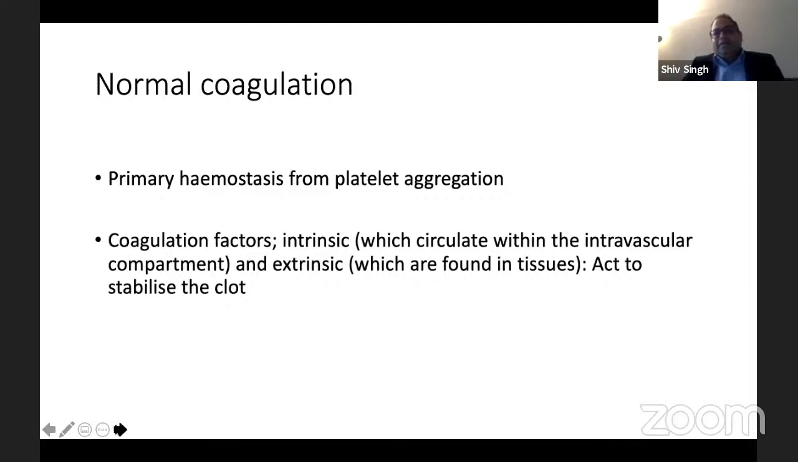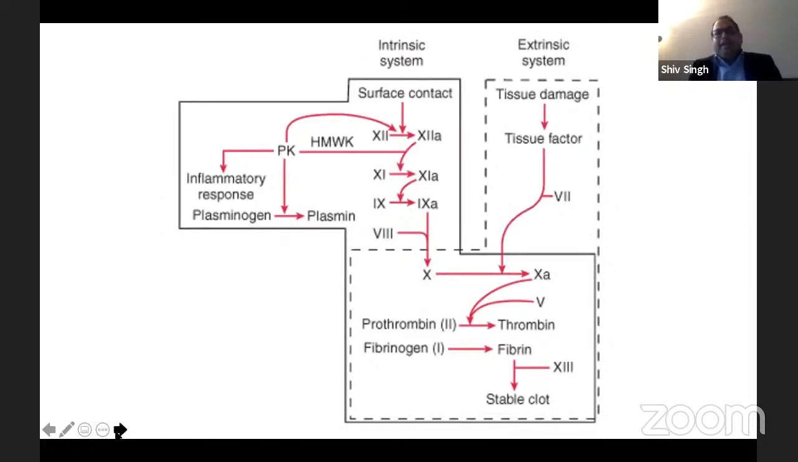These are the factors which are circulating in the intravascular compartment, and the extrinsic pathway, which are factors found in the tissue. And these act to stabilize the clot. So traditionally, this is the way we have the extrinsic pathway where there's tissue damage, which leads to exposure of tissue factor. And this will combine with factor 7. And then there is a common pathway.